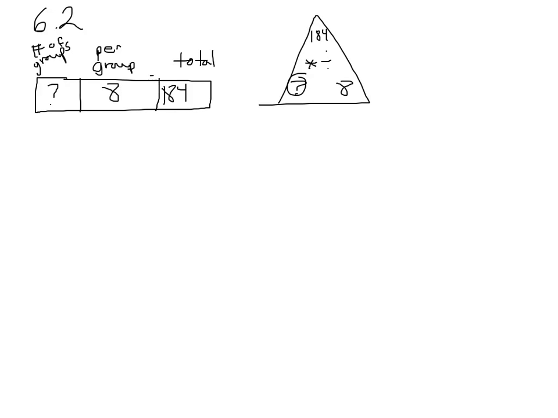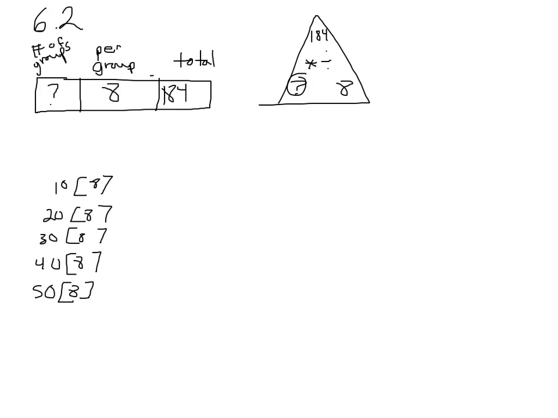All right. So looking at how our problem is set up, we have 10 groups of 8, 20 groups of 8, 30 groups of 8, 40 groups of 8, and 50 groups of 8. Once again, 8 means per group. 10 represents how many groups you have.